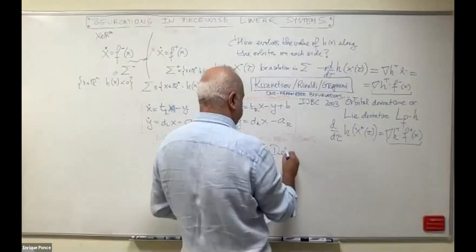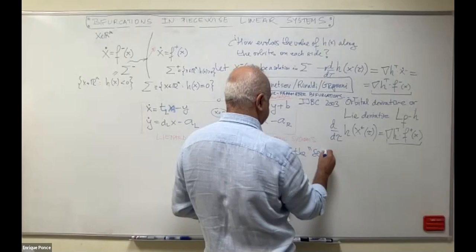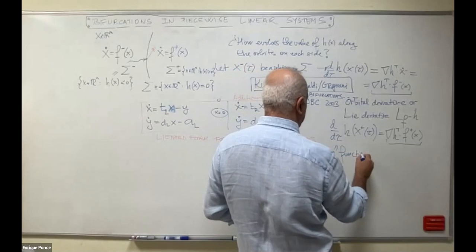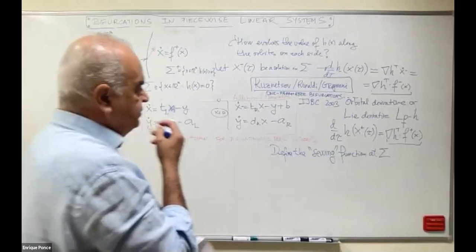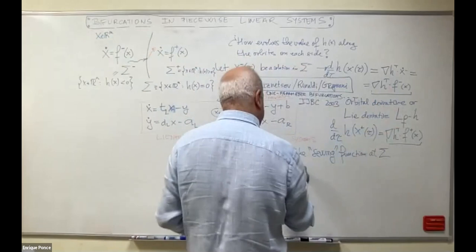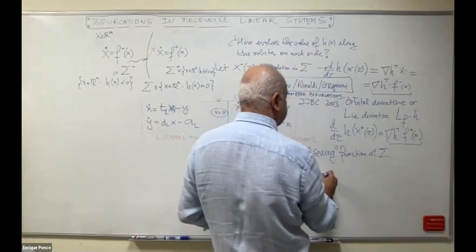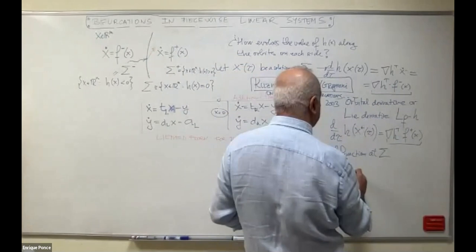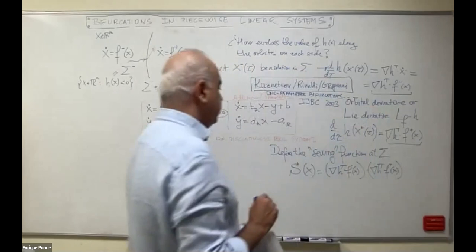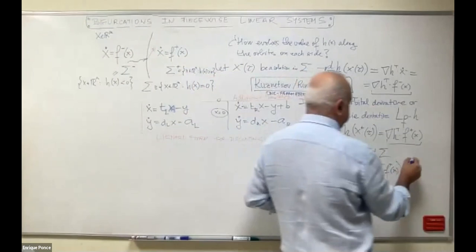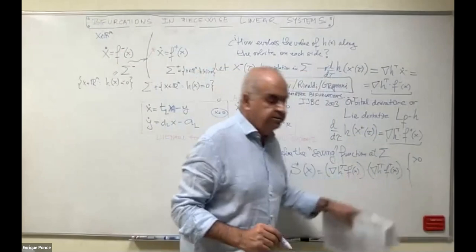I call the sliding function at sigma. This sliding function is just simply the product of these two expressions. So S of X is just the product of the two scalars. Clearly, when this function is positive, you have that the two vectors point, in a point of the discontinuity manifold, in the same direction.